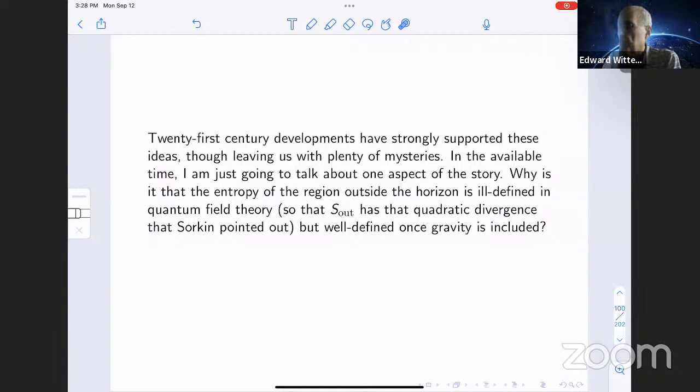Why is it that that entropy is better defined when we include gravity? In other words, the entropy of the region outside the horizon is ill-defined in quantum field theory. So S out had that quadratic divergence that Sorkin had pointed out. But the generalized entropy is well-defined. In other words, apparently the entropy of the region outside the horizon, which we think is the generalized entropy, is well-defined once gravity is included. So I'm going to give a slightly abstract answer to this one question. But maybe I'll stop for questions before going on to do that.